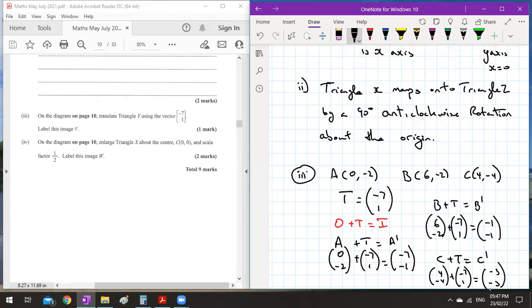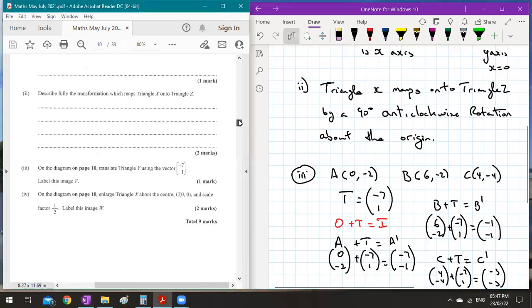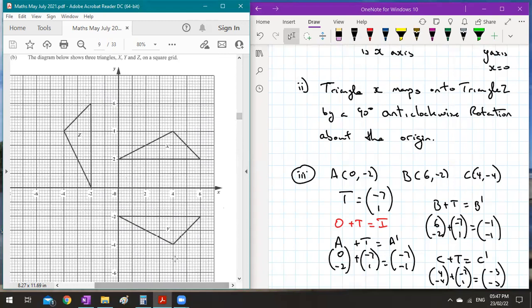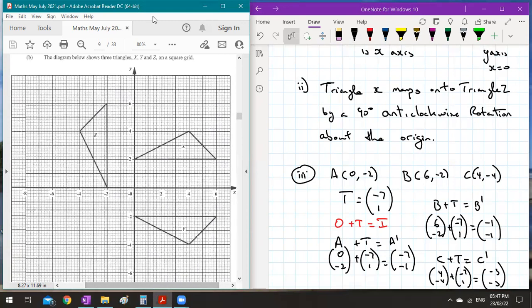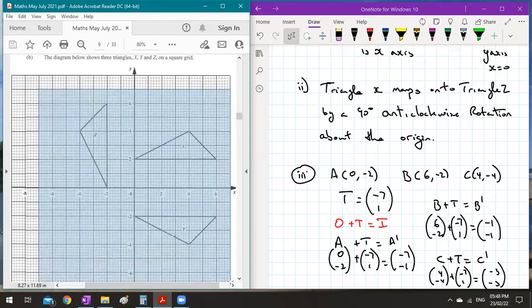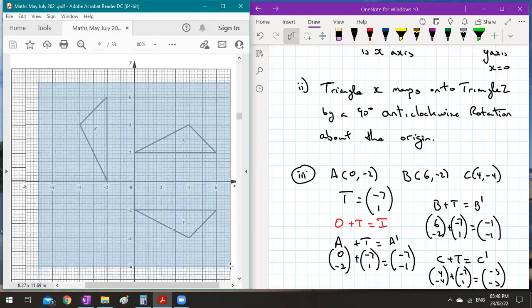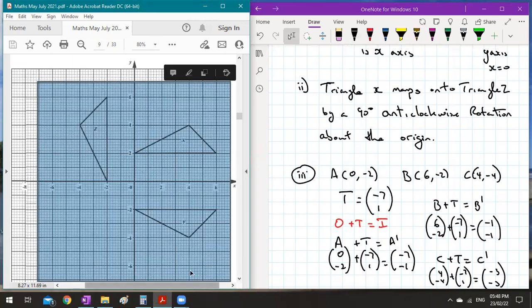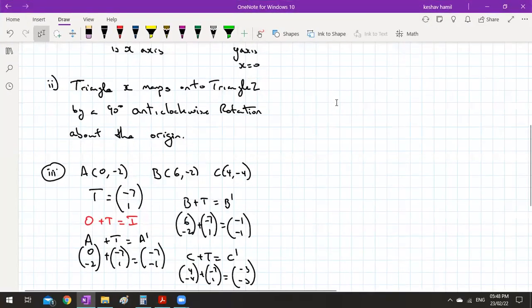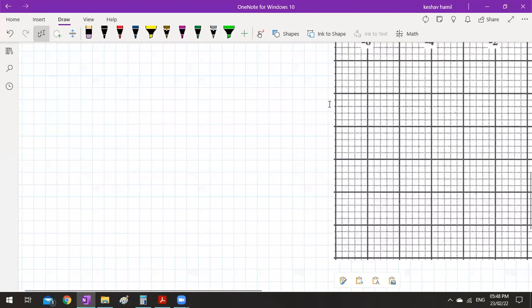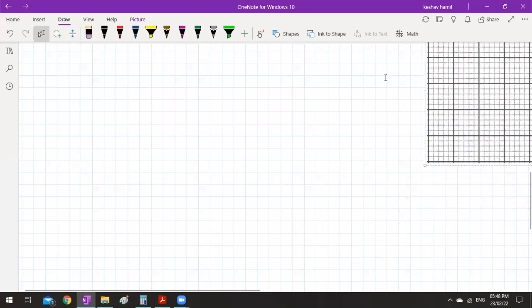Okay. So what we have to do now is plot it on the graph that was given. So I have to actually copy the graph. Copy image. I don't want it to be that big. So let's keep it down a little bit.